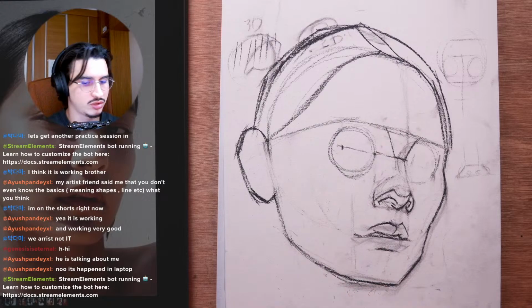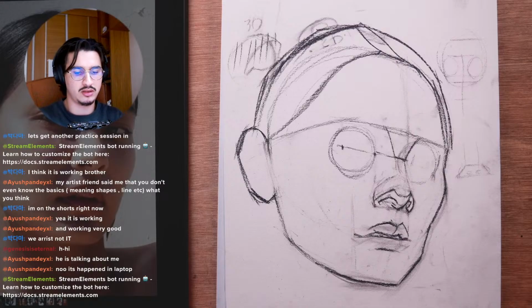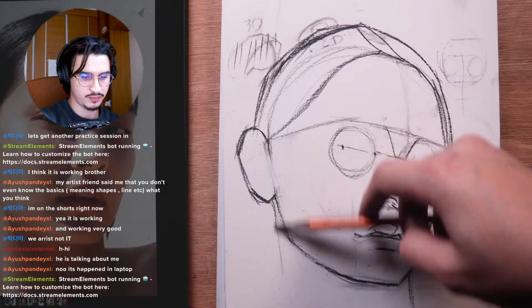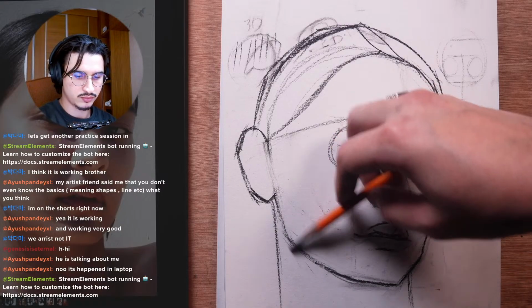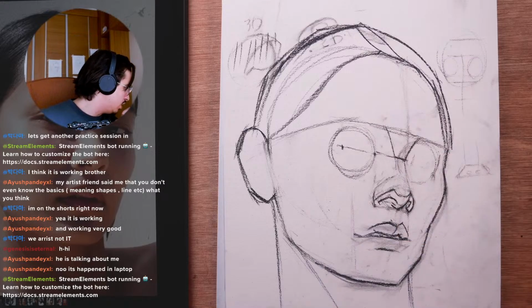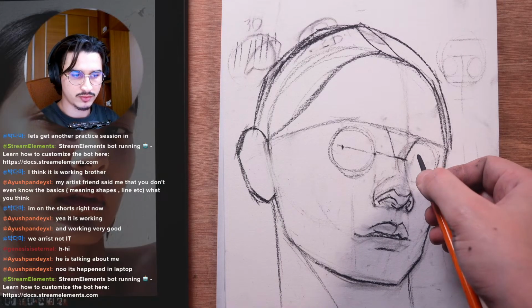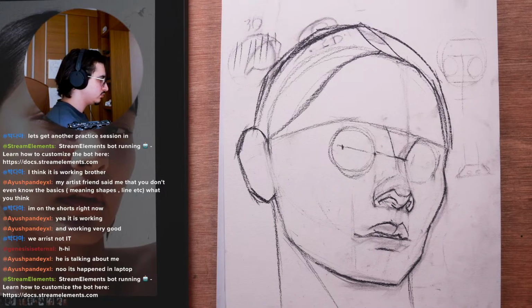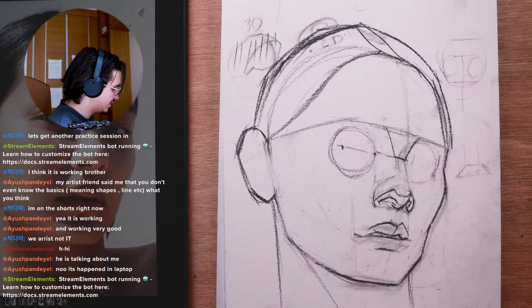I think that's why Ayush ran away. I think that's looking better. It's like it's coming together, so yeah. Yeah, it's looking fine. I need to sharpen my pencil. Yeah, I know, I'm just joking.